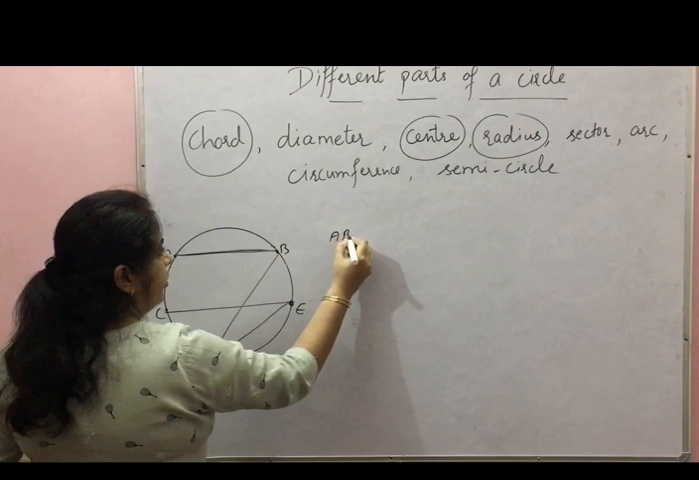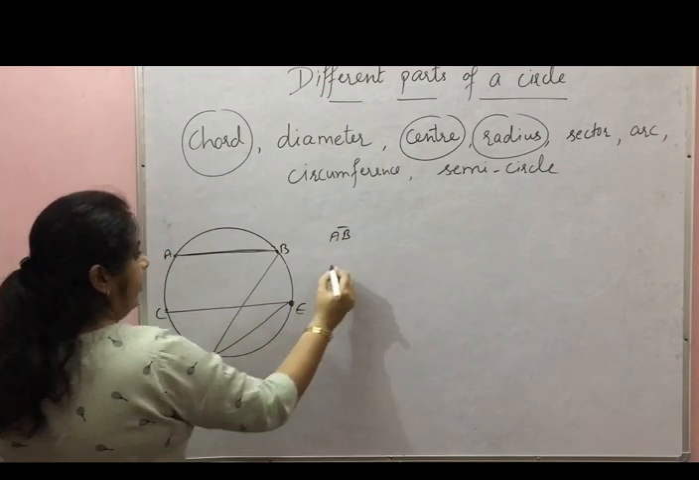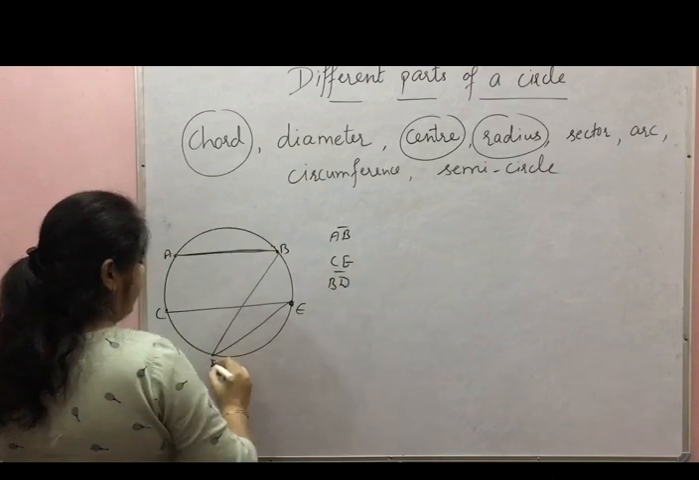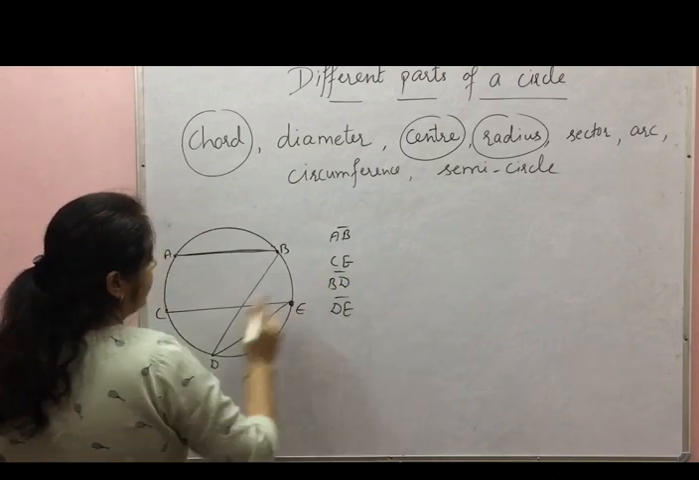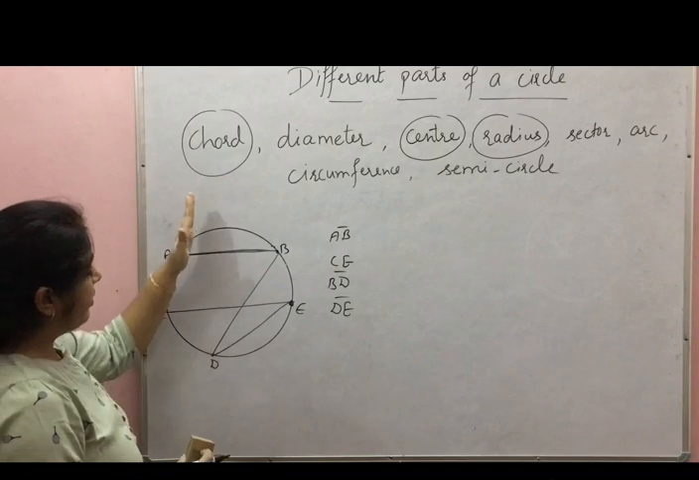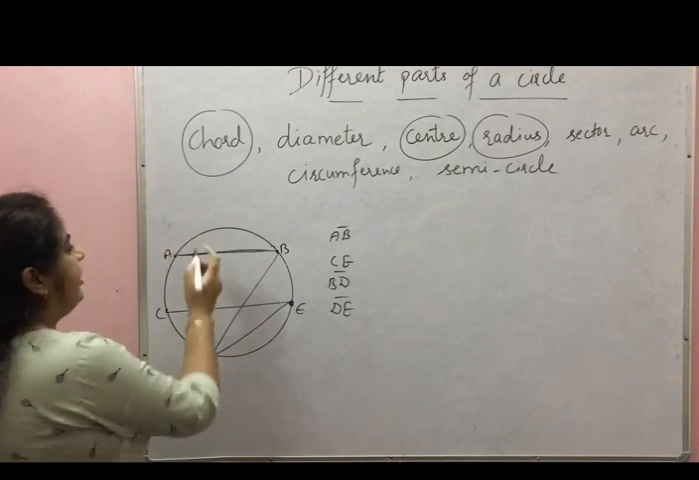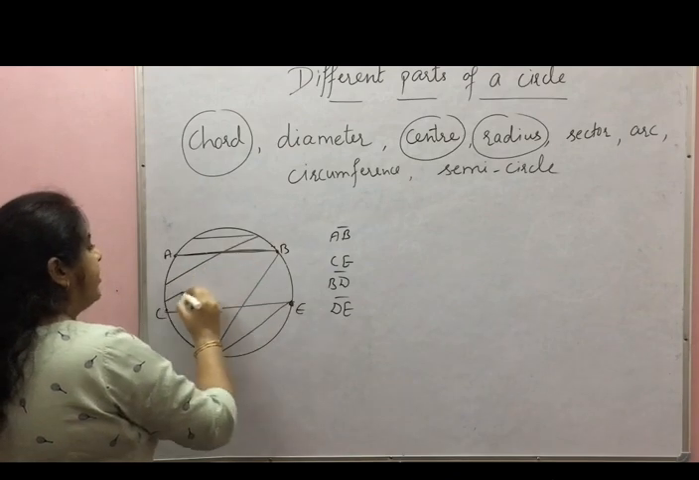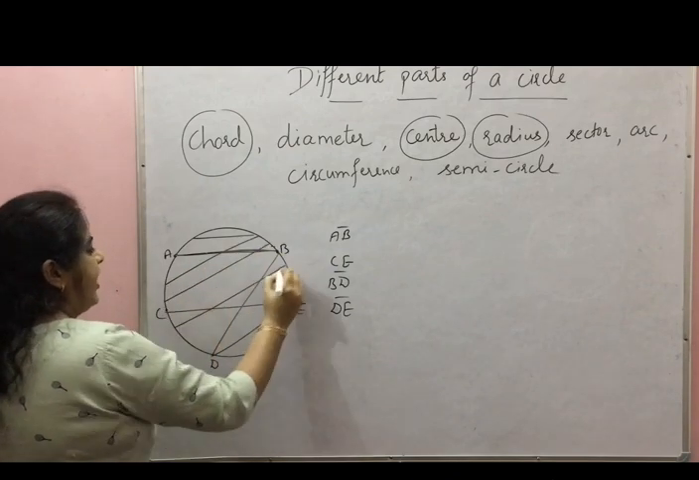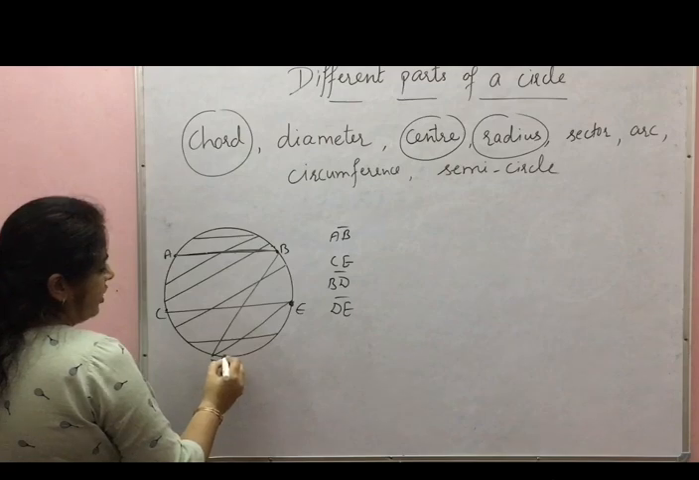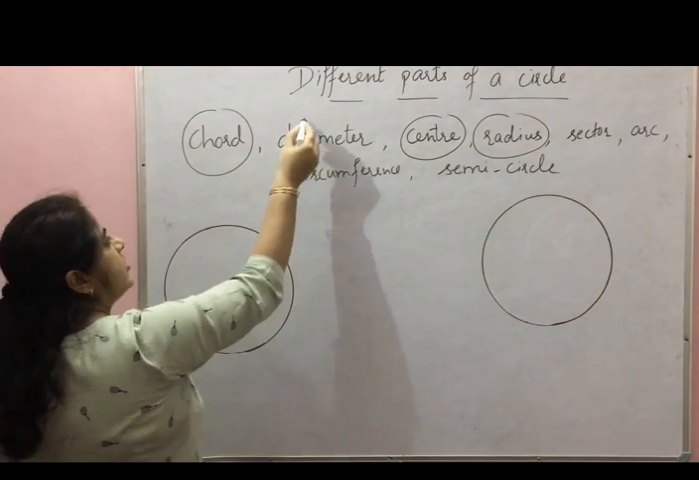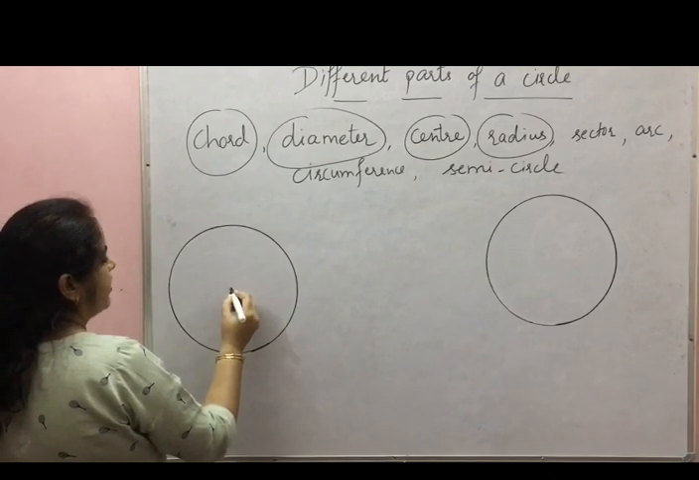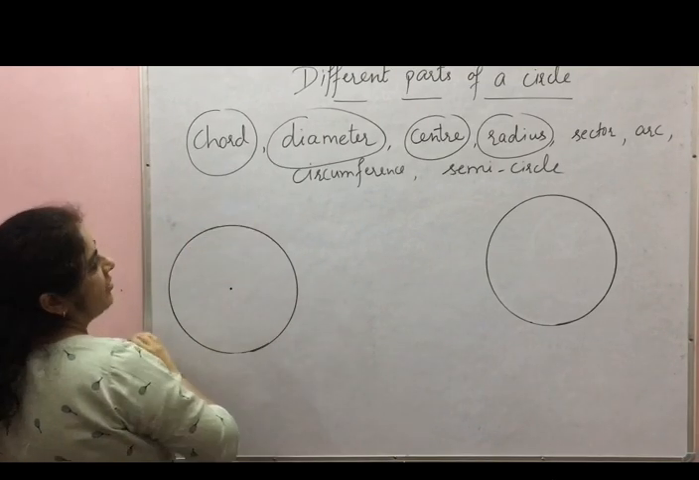So here, how many chords have we drawn? AB, CE, BD and DE. So students, can we say how many chords we have? No. We have infinite chords, as we have infinite radii. You can observe. Next, what is a diameter? We have already discussed the center, chord and radius.